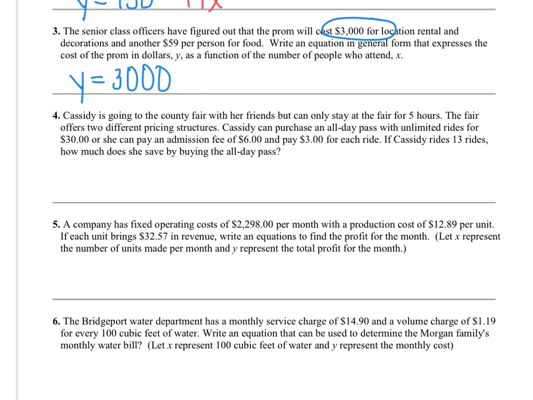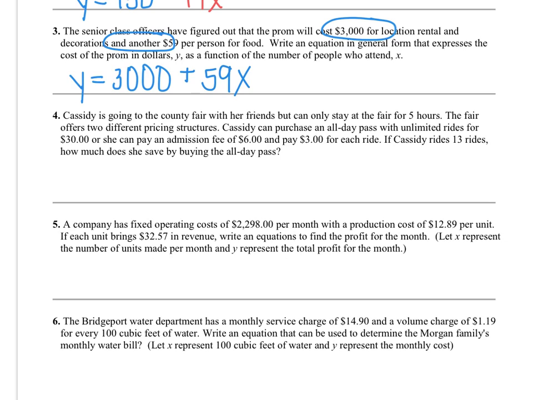But then we have to add another $59 per person for food. So we're going to add 59 per person, or 59x. $59 times X number of people added to the $3,000 that we already have to pay.